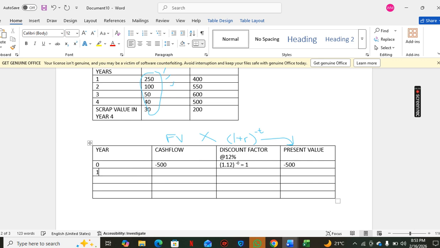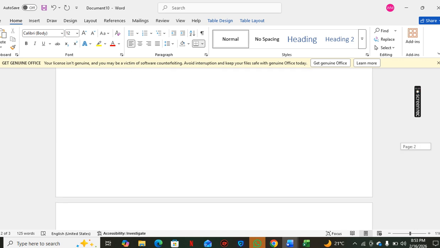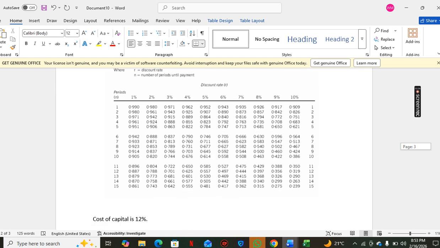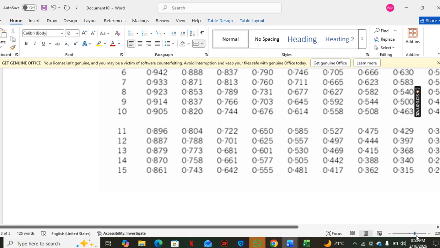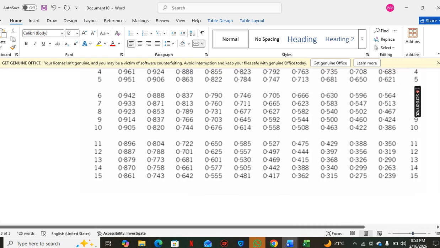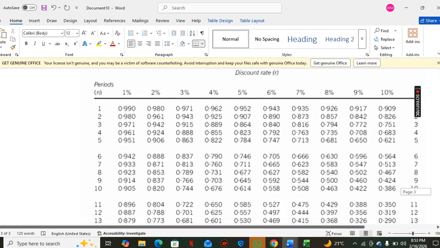Okay, year 1, cash flow, we're getting 250, so a positive amount here. Alright, now this is where we can go to our table. Okay, colleagues, our present value table. Okay, our discount rate is 12%.